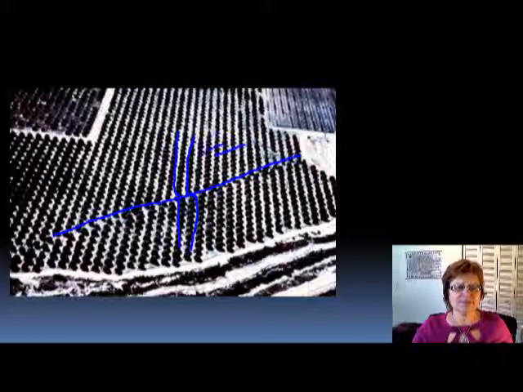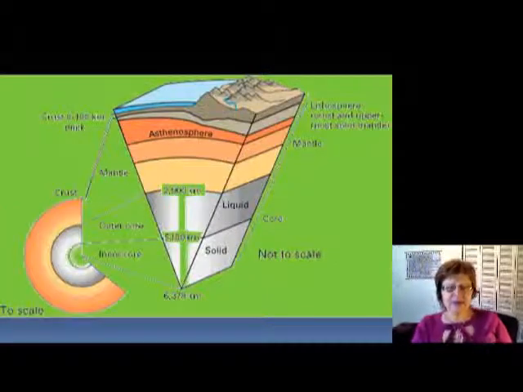So this block is going this way. This block is going this way. So if you're standing here, watching which way the other plate is going, you can see it's going to the left. So it's a left lateral strike slip fault. Okay, so this is about the faults.